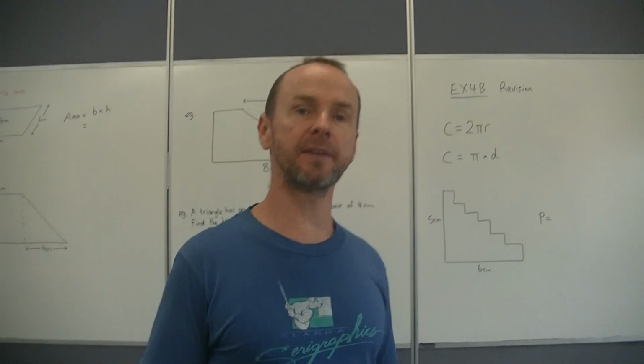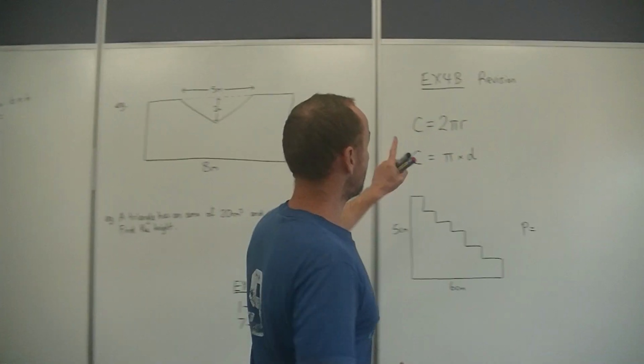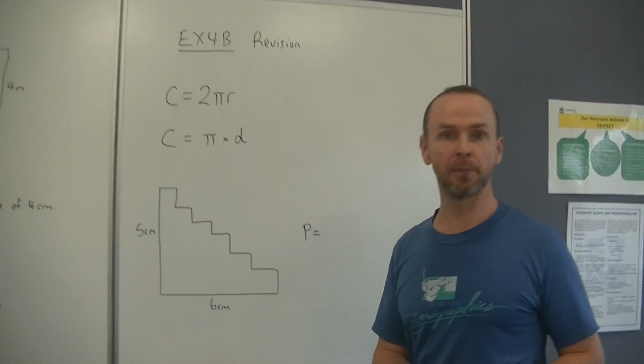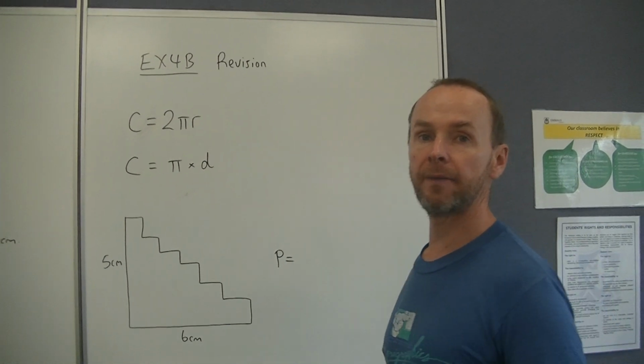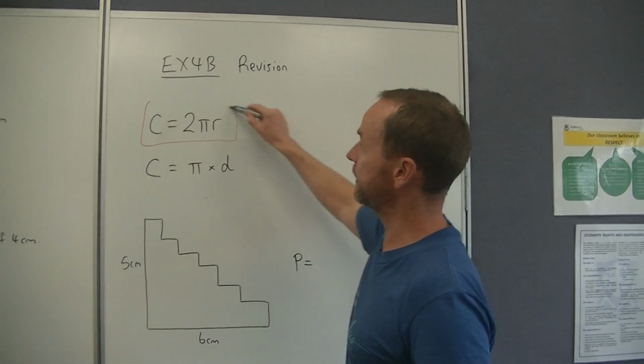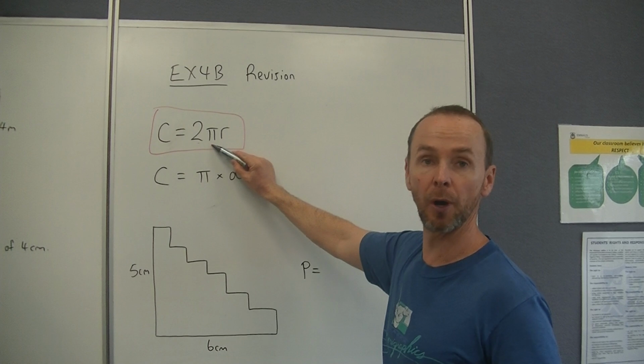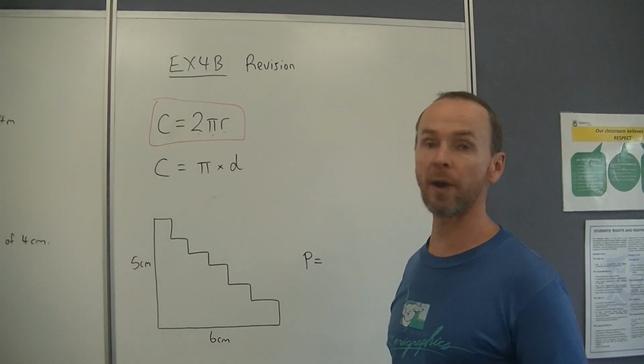We're doing 4C today, but before we do, I just want to do a couple of things from 4B you might have had trouble with. The first thing is, if you remember, I gave the equation circumference equals 2 pi r, 2 times pi on your calculator times by the radius.